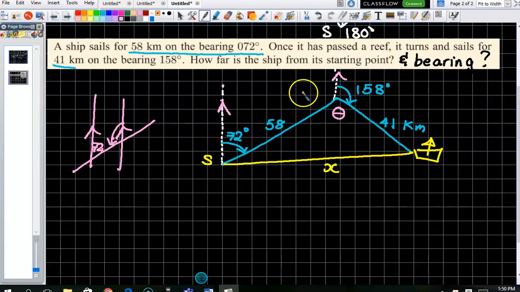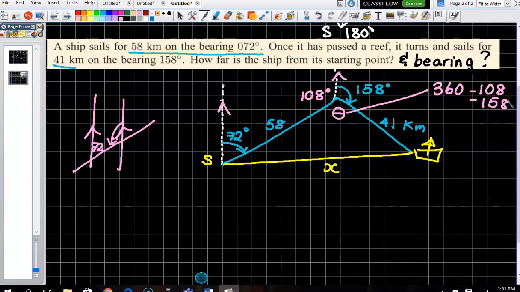So this angle here we know has to be 108. Now with JPB's information, all the way around is 360. I'm going to get theta. This is going to be 360 take 108 take 158. Pardon? 94.